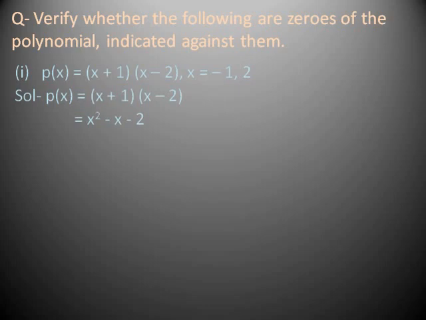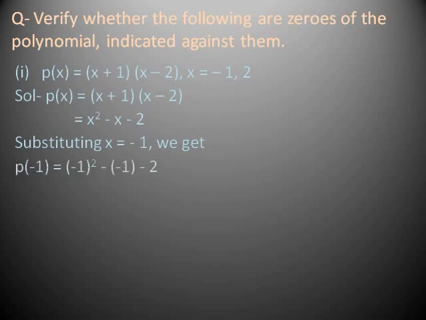Now substituting x equals minus 1, as we need to find whether minus 1 is a zero. So p(minus 1) is equal to (minus 1) square minus (minus 1) minus 2. Minus 1 square becomes plus 1, minus into minus 1 becomes plus 1, minus 2. So the value is 0.